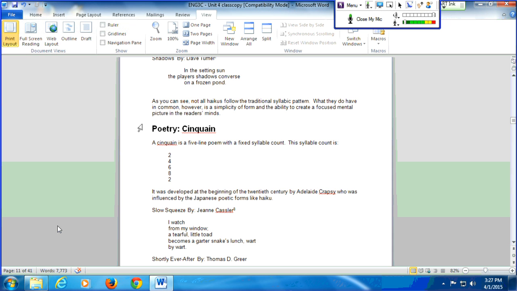Our last one, our second type project, is a cinquain. So this is a 5-line poem with a fixed syllable count. So once again, we're using syllables, but the format is 2-4-6-8-2. So 2 syllables in the first line, 4 in the second, 6 in the third, 8 in the fourth, and then back to 2 in the fifth. And it's based off of haiku, but it is normally about the same topic and how a topic transforms.